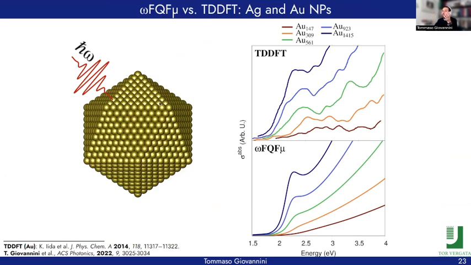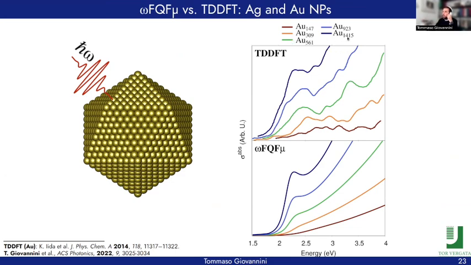This is, for instance, a gold nanostructure as a function of the size. So this is an icosahedral. You increase the size, and here are our results, omega FQ, F mu. And this is TDDFT results reported in the literature. And you can see that by increasing the size of the nanoparticle, you are actually getting a very good reproduction of TD-DFT results, even below the quantum size limit.